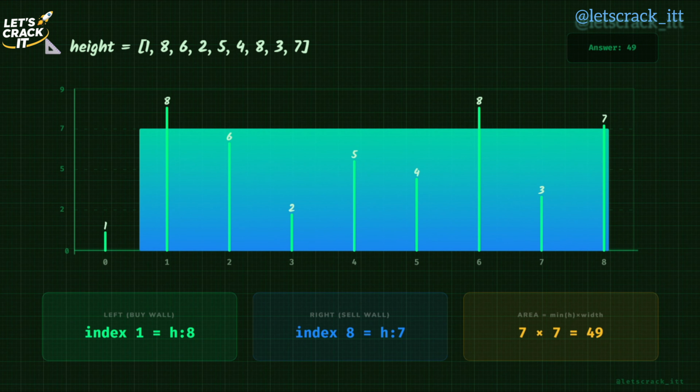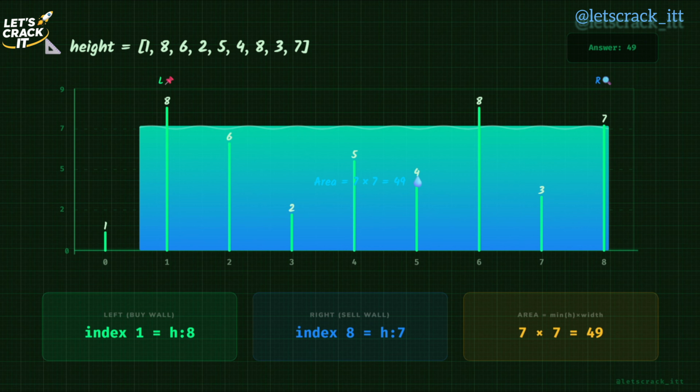Best answer becomes max of height 8 and height 7, index 1, index 8. Width is equal to 8 minus 1 equal to 7. Height is equal to minimum of 8, 7, which is equal to 7. Area is equal to 7 into 7 is equal to 49.